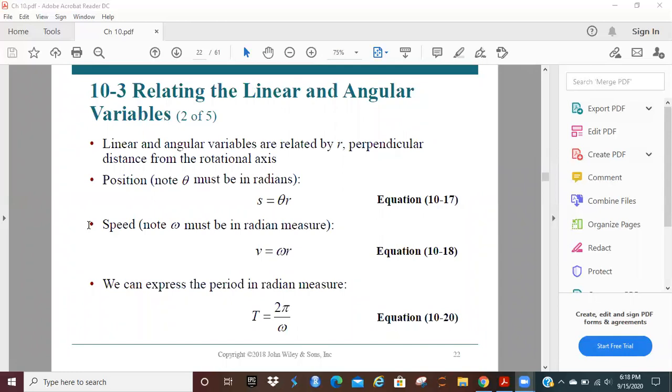The speed is going to be, again, in radian measure. The speed, v, is going to be equal to omega times r. And again, if you rework the equation and divide both sides by r, it might be a little easier to see. And then you can express the period in radian measure, where the time it takes you to complete that is 2 pi divided by your angular velocity.